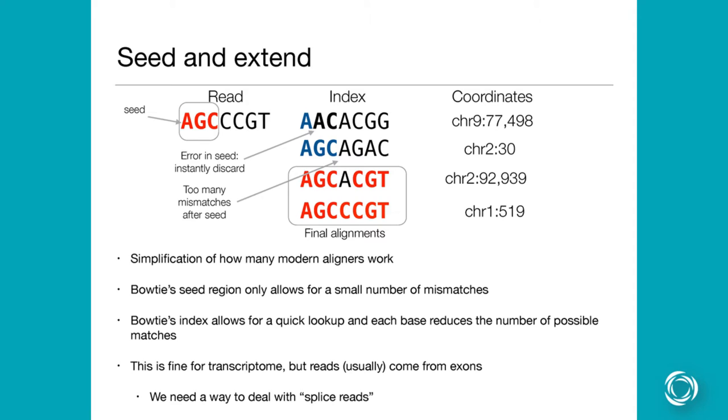Okay, so let's say we have four potential matches. You start off with the first one, and you see that the first sequence character aligns, so A and A match, and then the second character, G and A, do not match. So we automatically discard that one because there's an error in the seed. Now the second potential hit is AGC and then A.